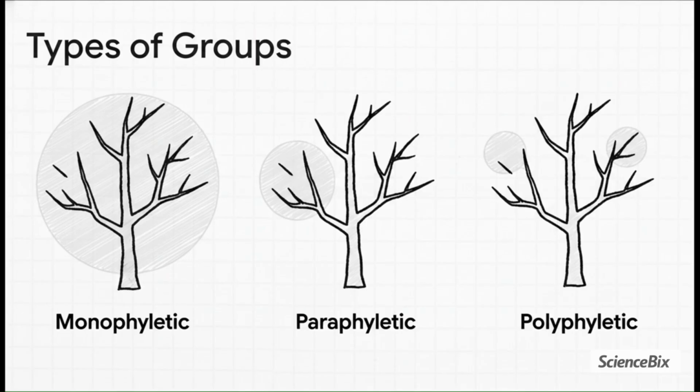But grouping life based on this data isn't always perfectly straightforward. We classify groups in 3 main ways. A monophyletic group is your true family reunion. You select one common ancestor and you include absolutely all of its descendants.